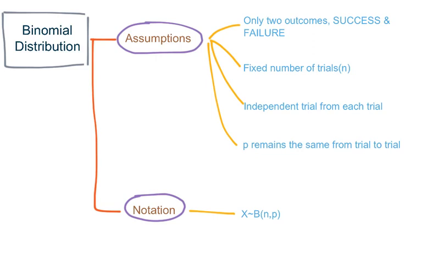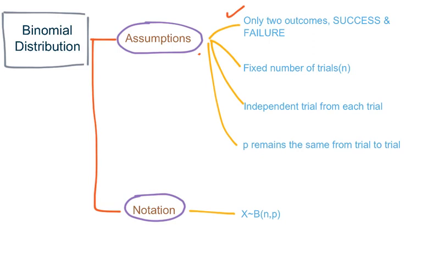Okay, so there are 4 assumptions of binomial distribution. All of these assumptions should be fulfilled, then the situation is considered as binomial distribution. If at least one assumption is not fulfilled, then the situation is not binomial distribution. So what are the assumptions? The first assumption is only 2 outcomes, which are success and failure.